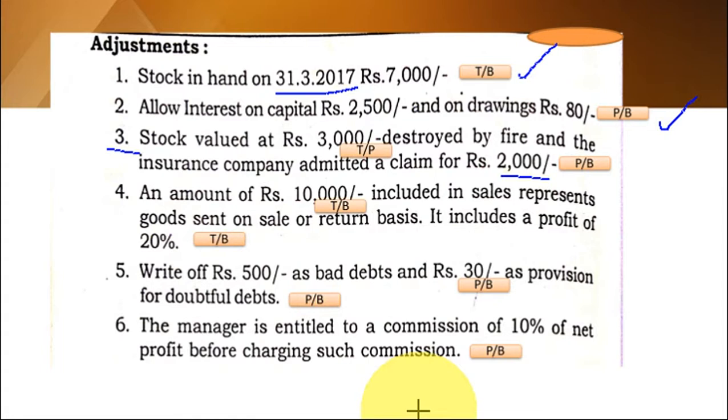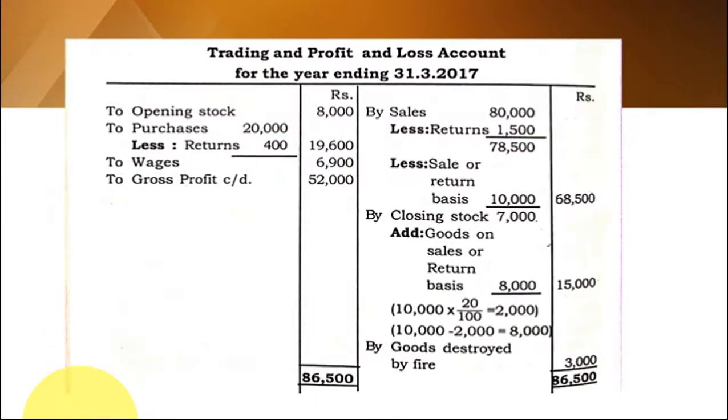The manager is entitled to a commission of 10% of net profit before charging such commission. So the manager has not yet received the commission, but we are supposed to pay. How to pay it? We have to calculate the net profit, then charge the commission, because they say 10% of net profit before charging such commission. Clear? Let us work out the problem.